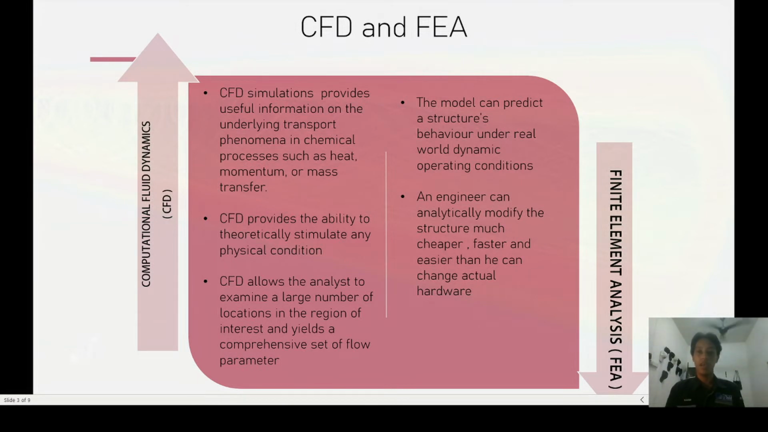The difference between CFD and FEA is significant. CFD simulation provides useful information on the underlying transport phenomena in chemical processes such as heat, momentum, or mass transfer. If you want to calculate how a fluid flows, you can use CFD. CFD provides the ability to theoretically simulate any physical condition. The FEA model can predict structural behavior under real-world dynamic operating conditions. An engineer can analytically modify the structure much cheaper, faster, and easier than he can change actual hardware.